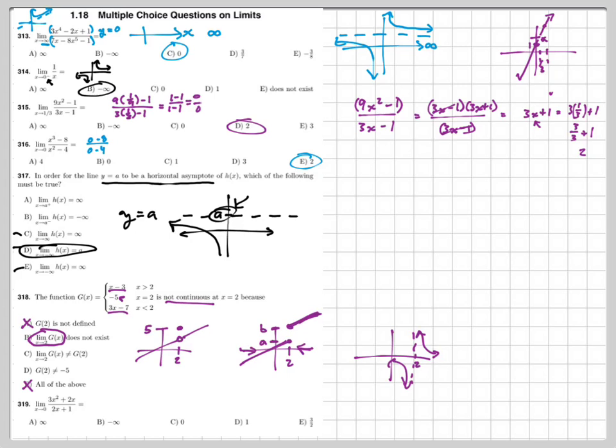So we would have to have a jump discontinuity for b to be true. So that one can be true, but let's look at the other ones to see if those ones can be true. The limit of g as we approach 2 does not equal g of 2.